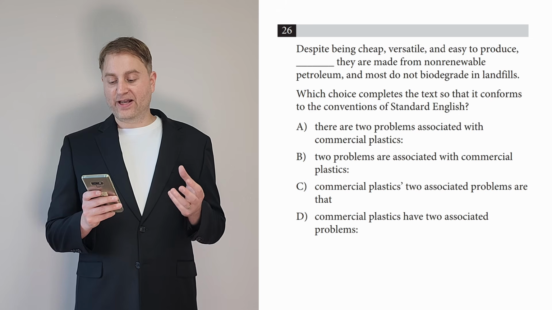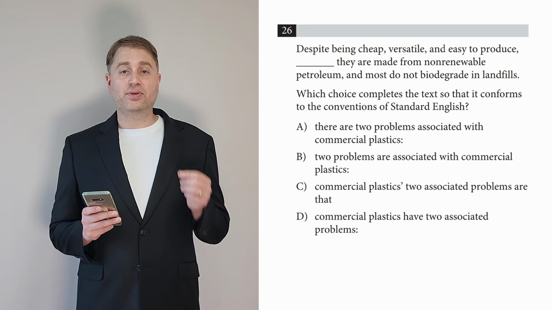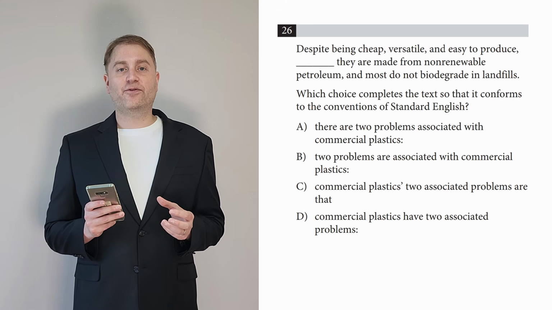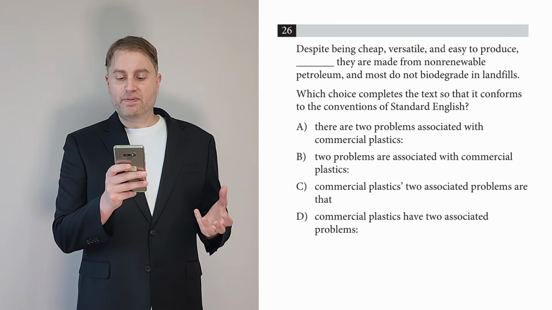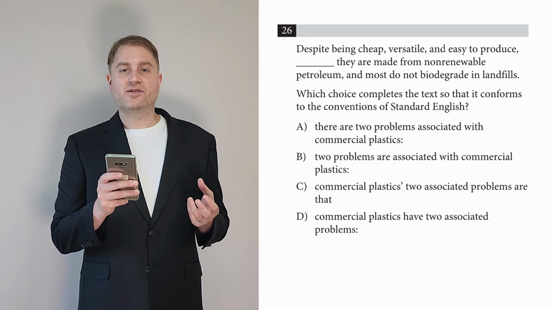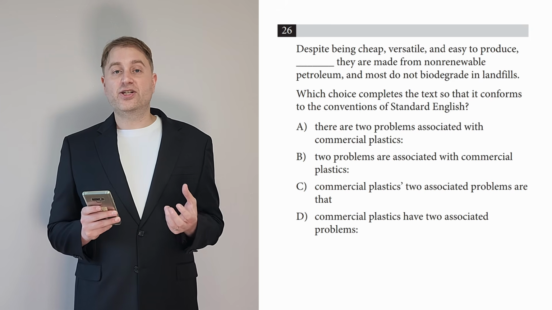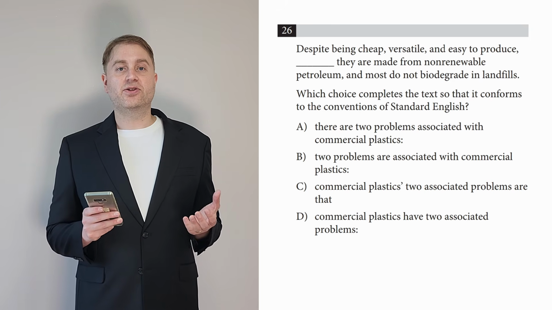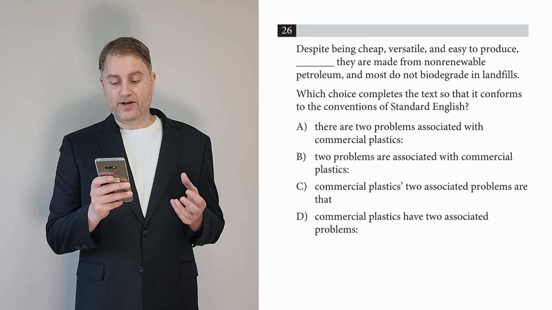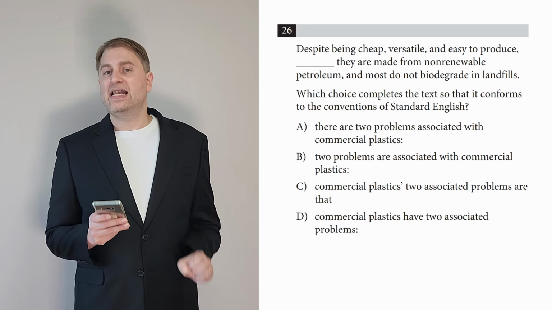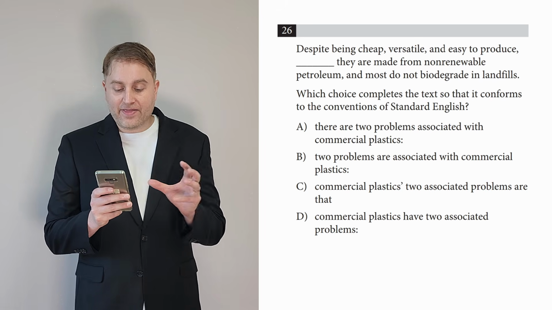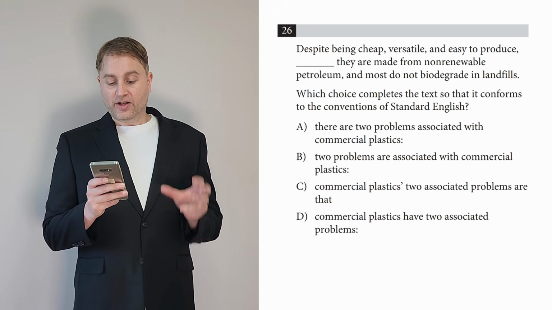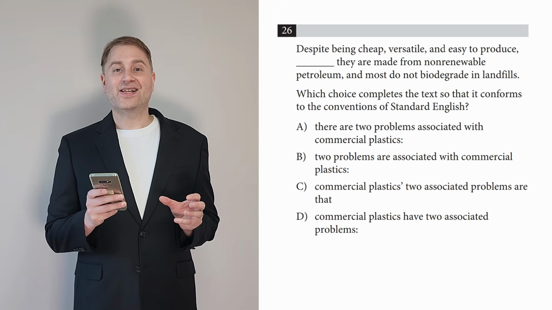Let's take a look at another example. Once again, we have a modifying phrase followed by a comma and then a blank. So let's read the modifying phrase together and think about who or what it describes. Despite being cheap, versatile, and easy to produce. Now, who or what in this sentence could be cheap, versatile, and easy to produce? The obvious answer here is commercial plastics, which means we need an answer that puts the commercial plastics at the beginning of that blank. And the only answer that does that is D. Commercial plastics have 2 associated problems.